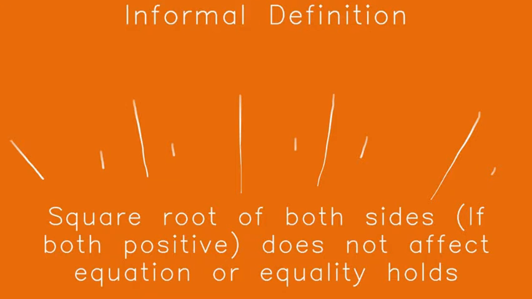So let's get on with the definition first of all, which says that you can take the square root on both sides without actually affecting the equation. The only condition there being that both sides have to be positive. So what do I actually mean by that?